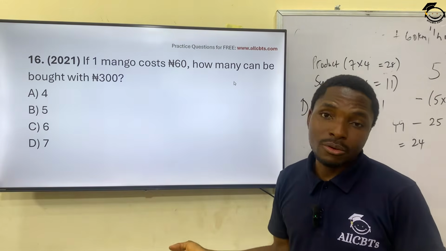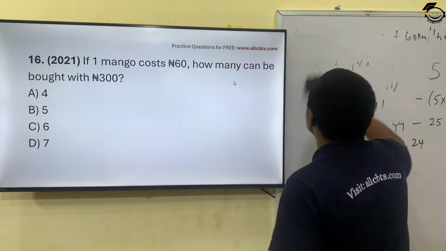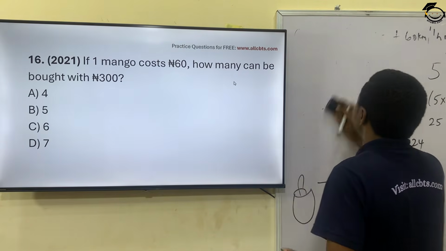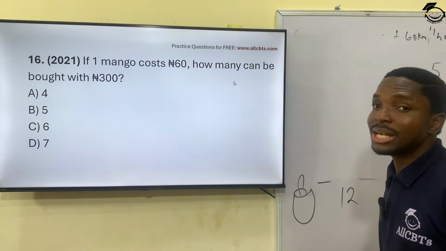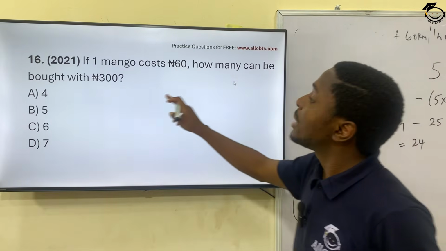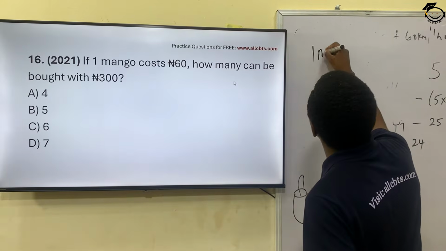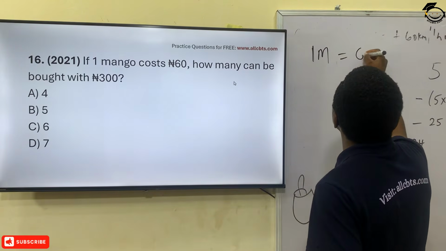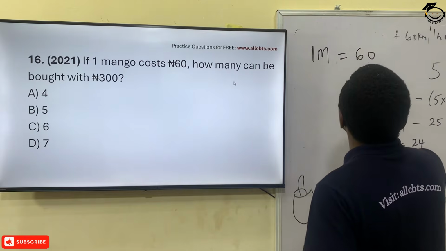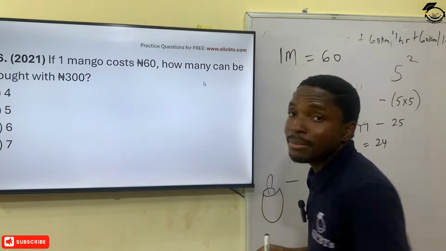Next, if one mango costs 16 naira, how many mangoes can be bought with 300 naira? We've seen this before. Okay, simple. I don't want to dwell on it too much because I've touched this a lot. I think about 3 times now. If one mango costs 16 naira, how many mangoes can be bought with 300 naira? So let me say one mango is 16 naira. Okay, 300 naira will buy how many mangoes?